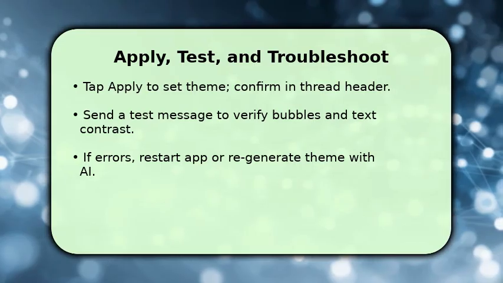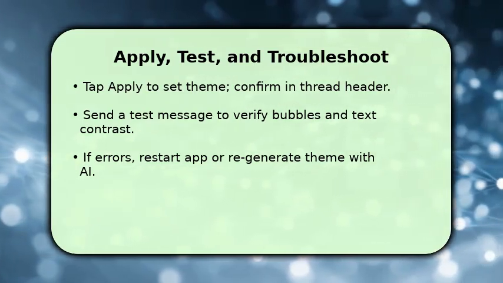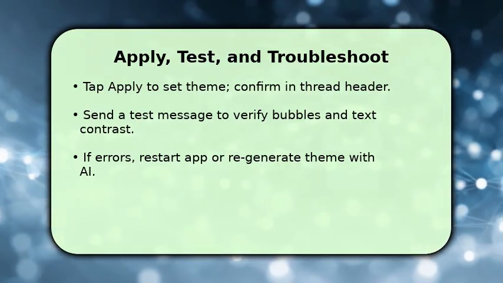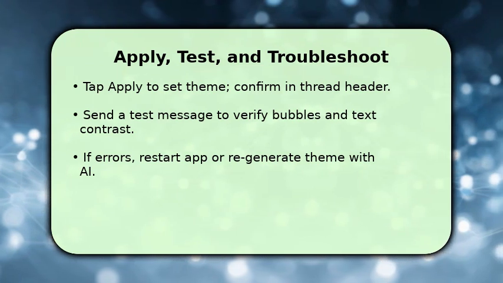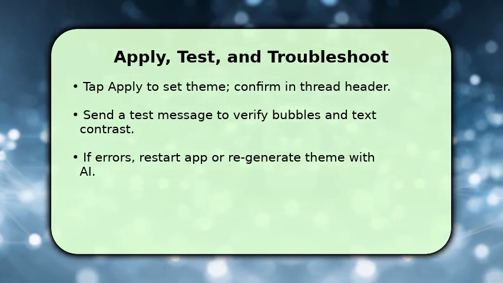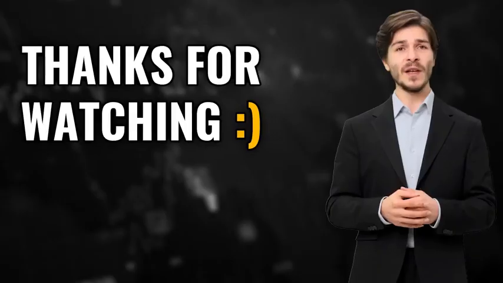If the theme fails to apply or looks broken, restart the app, clear cache, or ask the AI to regenerate with simpler elements. Make sure to report persistent bugs to Messenger support and note device model and app version for faster troubleshooting.